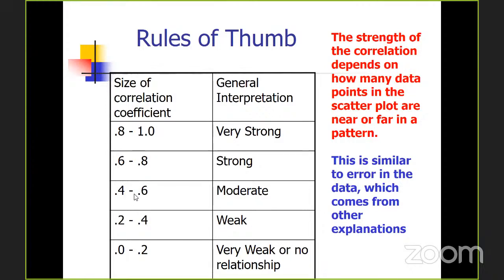So if the correlation coefficient is only 0.4 to 0.7, we say that's a moderate correlation. If it's 0.2 to 0.4, it's weak. And if it's less than 0.2, there's a very weak or negligible or no relationship.